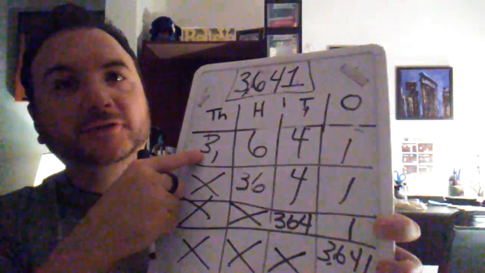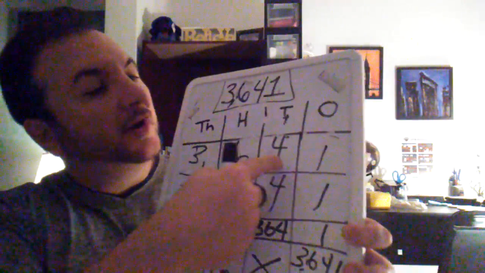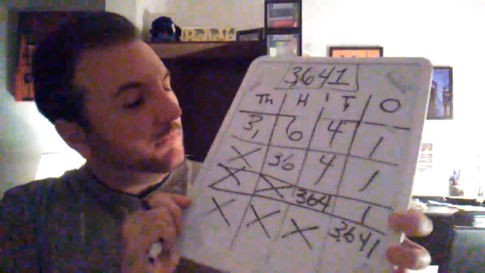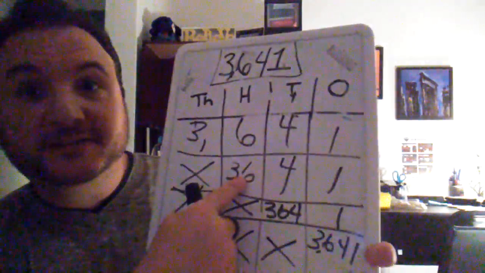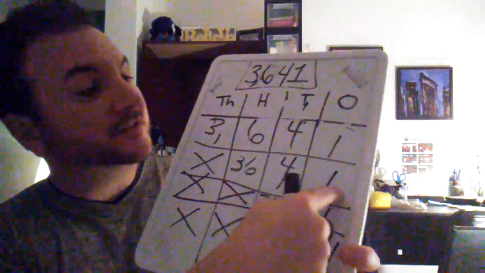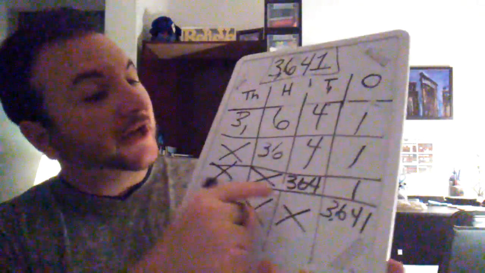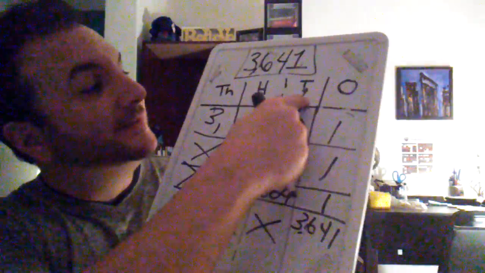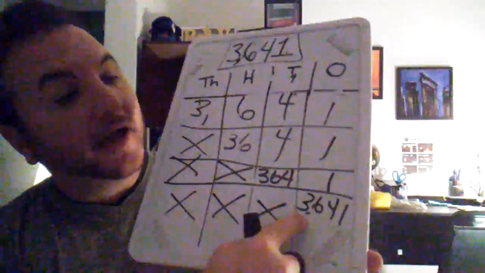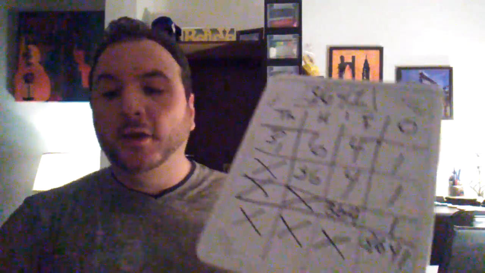I could use 3,000 cubes, 600 squares, 4 10 sticks, and 1 1 cube. I could use 36 hundreds squares, 4 10 sticks, and 1 1 cube. I could use 364 10 sticks and 1 1 cube. Or if all I had was the ones, I could use 3,641 1 cubes. Granted, it would be a lot. Probably take over the whole table. A lot of work, a lot of counting. But you get the idea.